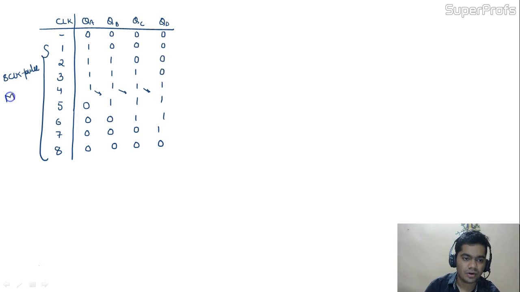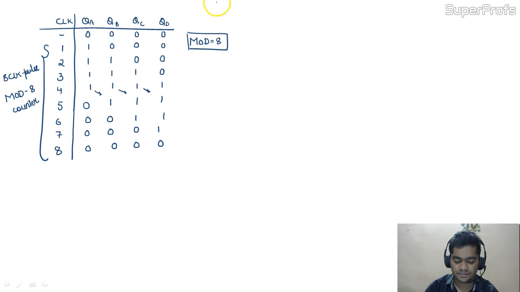Therefore, it is a mod 8 counter. Okay, this is a mod 8 counter. So the mod value will be 8. Okay, the mod value is given as 8.